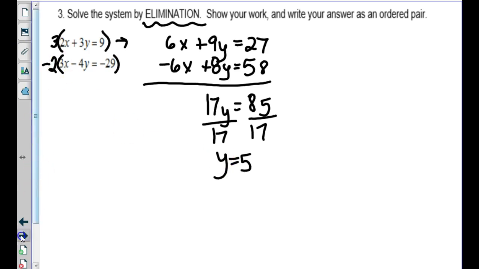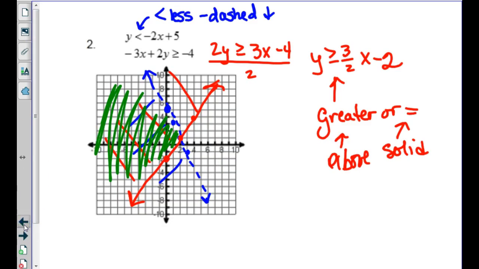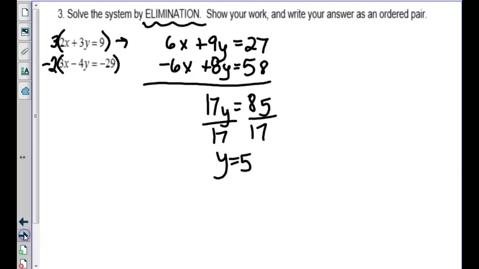The answer for 2 is the whole graph. Yes, they do intersect at 2, 1, but it's actually all points that are double shaded, okay? Were we done here? No? Okay, we have to plug it back in and find x.